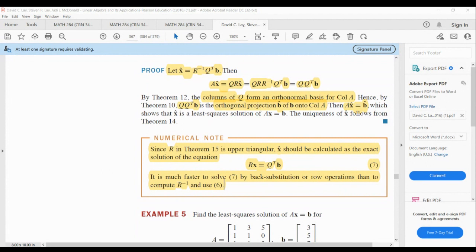And remember, the matrix R is an upper triangular matrix. So in that equation 7, in the numerical note, R is an upper triangular matrix. That means there's a lot of zeros. Half of that square matrix, the bottom half, is going to be all zeros. So essentially, solving the system just involves back substitution. In other words, R times X is in echelon form, and all you have to do is work from the bottom to the top with your row operations to solve for X.